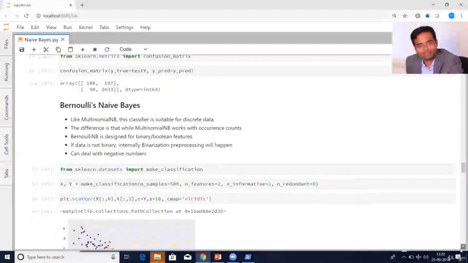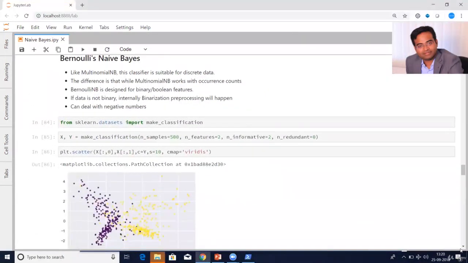Let's come to the third part of it. This is Bernoulli's naive Bayes. Like multinomial naive Bayes, which is suited for discrete data, Bernoulli's naive Bayes is suited for binary data. The columns should have binary information of zeros and ones. And if the column does not contain data in binary form, the data will be binarized.